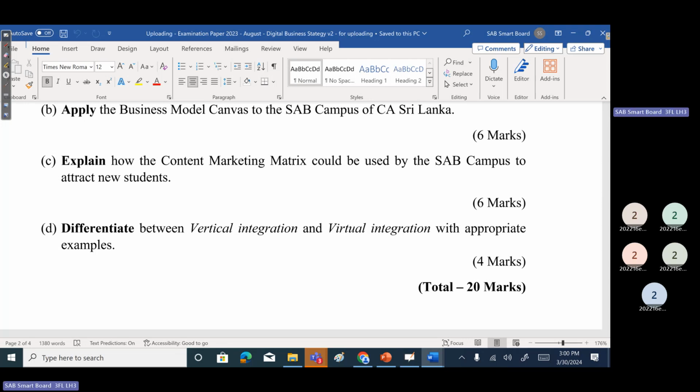So yes, the students did very well, and I have released it to SAB. It will be released to you. But one group, in fact the last group, did not do very well. But other groups did, and the individual assignments also were good.